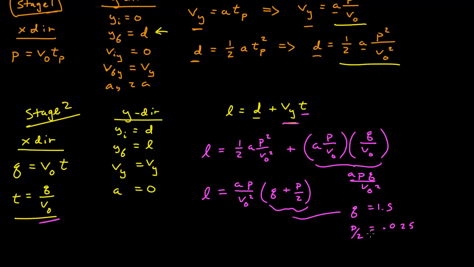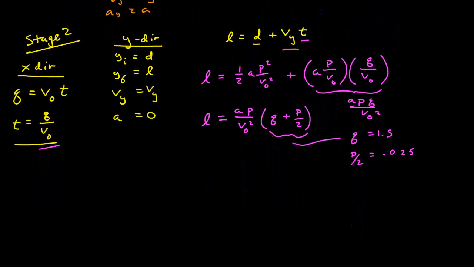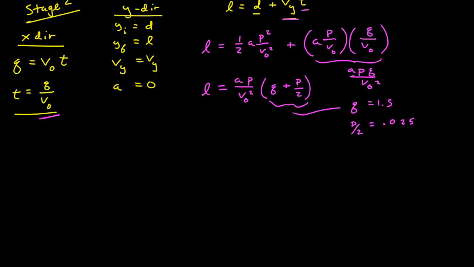But let's go ahead and solve for a like we did last time. Solve for the acceleration that we need in terms of L. So our acceleration, if I solve for a now, is equal to L v naught squared over p times q plus p over 2.